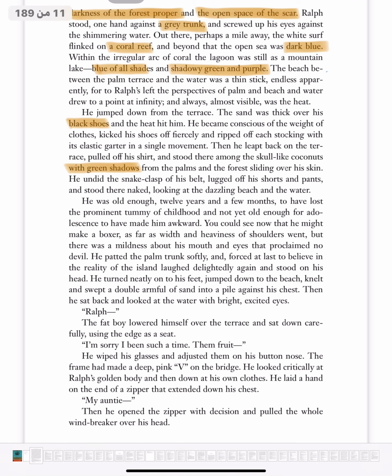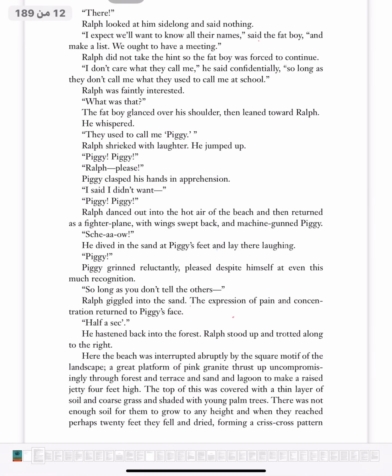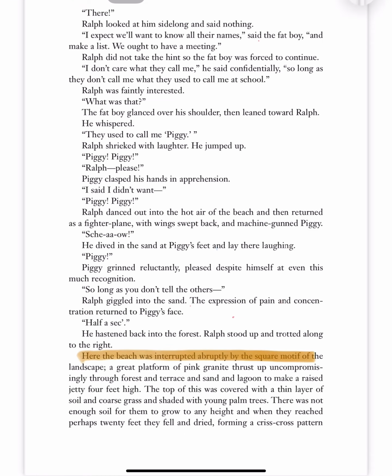Then a full physical description of the beach is introduced to us while the two characters are standing there, especially when the narrator said, "Here the beach was interrupted abruptly by the square motif of the landscape. A great platform of pink granite thrust up uncompromisingly through forest and terrace and sand and lagoon to make a raised jetty four feet high," and so on. So the narrator here explains minute details about where the characters are moving.